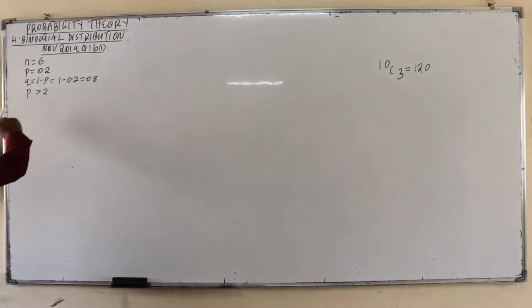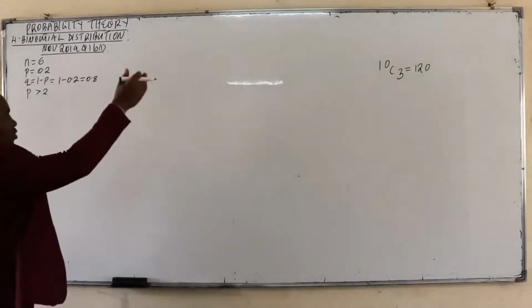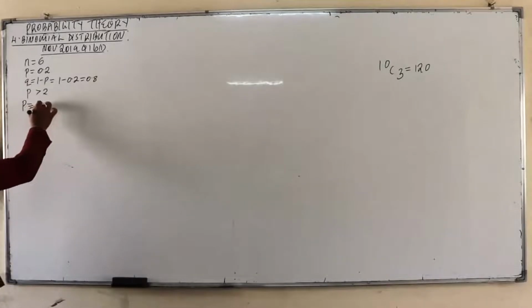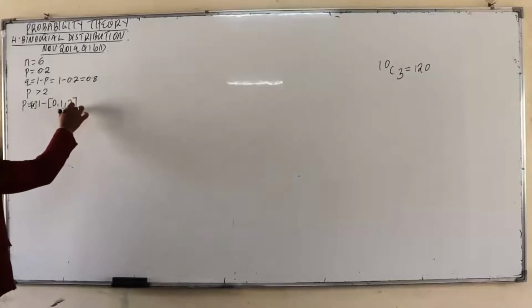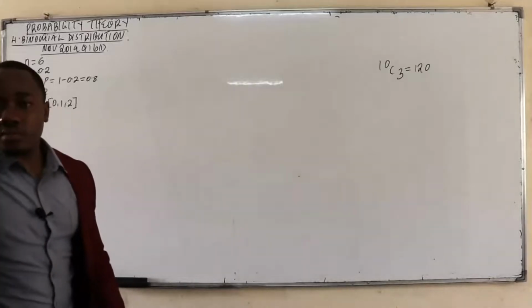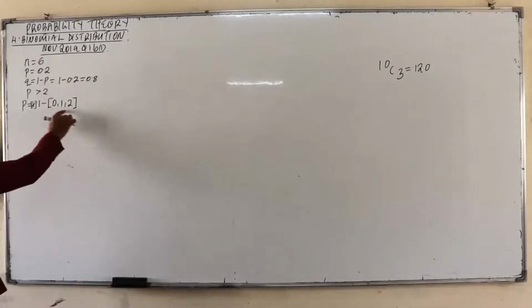Remember, we have 6, and probability should always equal 1. If you want more than 2, it's either 3, 4, 5, or 6, which is the same as taking 1 minus the probability of X being 0, 1, or 2. We take 1 minus that.